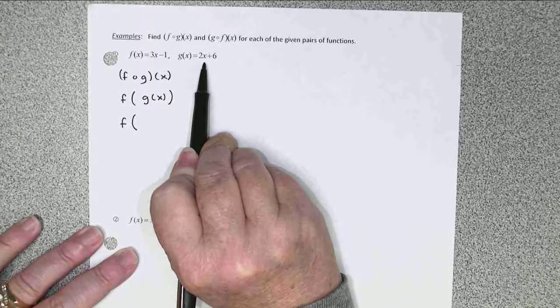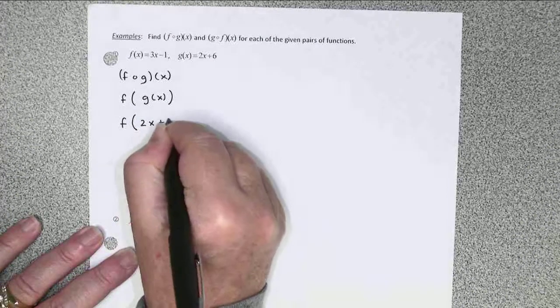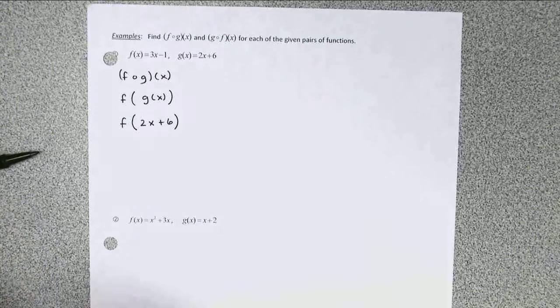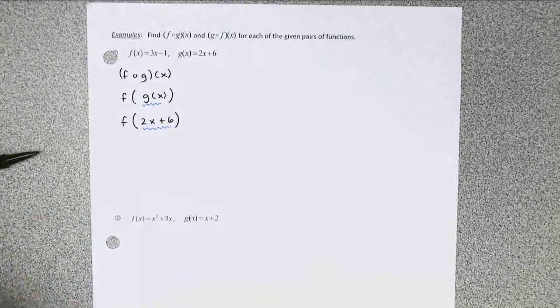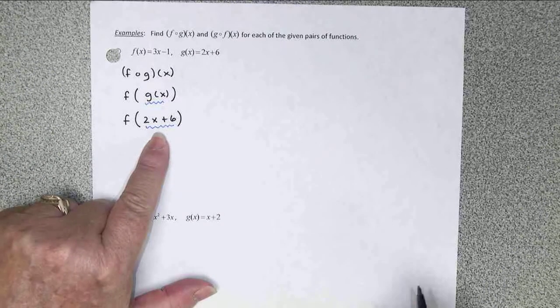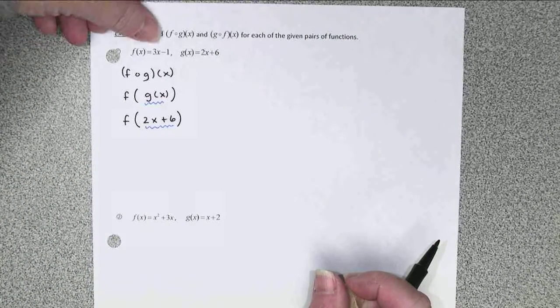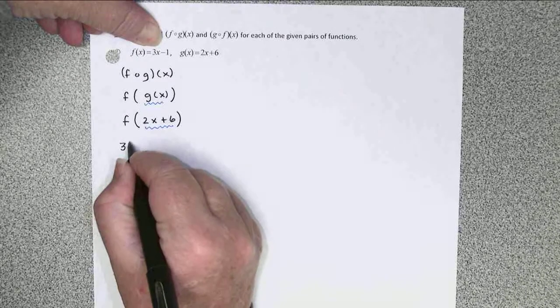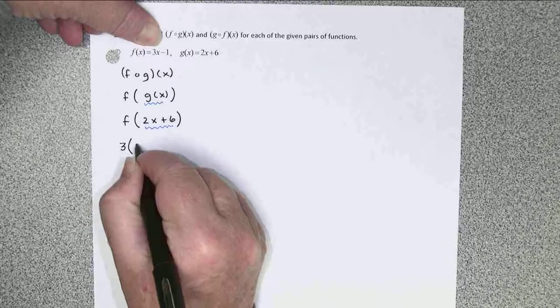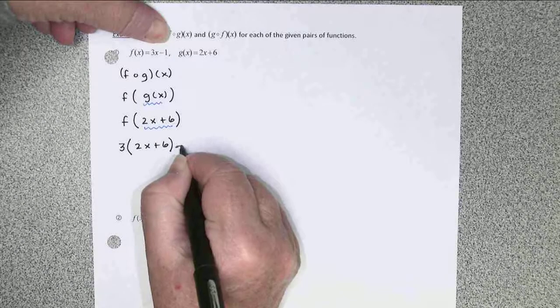But I know how to do g of x. I take 2x plus 6. So I'm going to actually replace that g of x with the 2x plus 6. Just plug in what g of x is equal to. Now I have to take this 2x plus 6 and use it as the input for the f function. So plug it in for x up here. I'll get 3 times, and instead of x, I put in 2x plus 6, and then the minus 1.